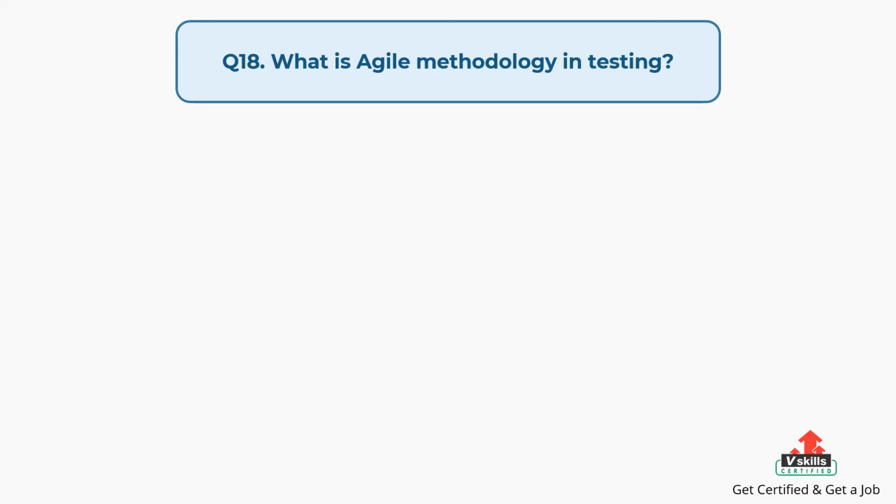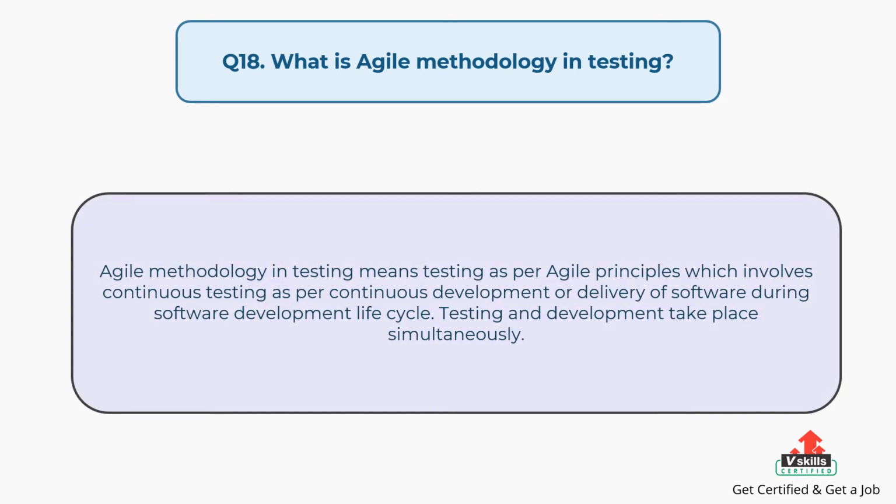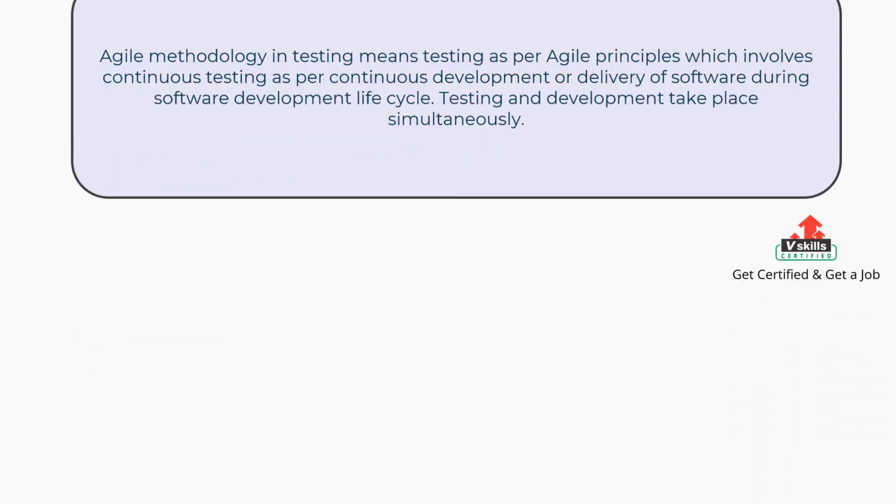Question number 18. What is Agile methodology in testing? The answer is: Agile methodology in testing means testing as per Agile principles, which involves continuous testing as per continuous development or delivery of software during the software development life cycle. Testing and development take place simultaneously.